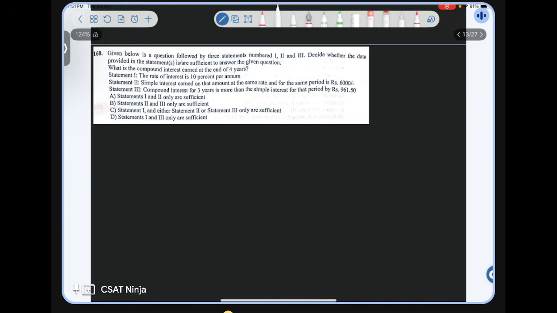The next question is, what is asked? What is the compound interest earned at the end of 4 years? So using the question, we are asked to find compound interest for how long? Time here is 4 years. So time is given and we are asked to find compound interest. Let's use statement number 1. Statement number 1 says the rate of interest here is 10% per annum.